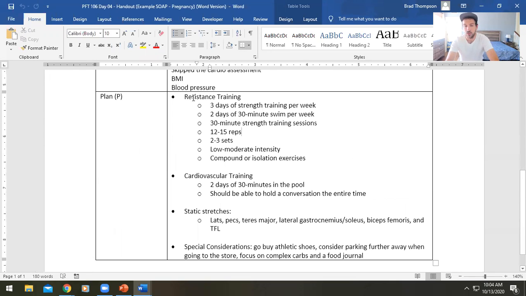In terms of coming up with a plan for her for resistance training, cardio training, and stretching, for resistance training, we want to focus on 3 days of strength training per week. And then 2 days per week, we want her to go get a 30-minute swim. Our strength training sessions are going to be relatively short, only about 30 minutes, so about 12 to 15 reps for 2 to 3 sets. We're probably going to do that as a circuit so that we can get through it relatively quickly. That way we don't have to do very, very long duration exercise. We're focusing on low to moderate intensity, and we're doing compound or isolation exercises rather than total body exercises, just because total body is going to be, again, higher impact, right? If she's doing a squat to press, that usually involves a jerking motion.